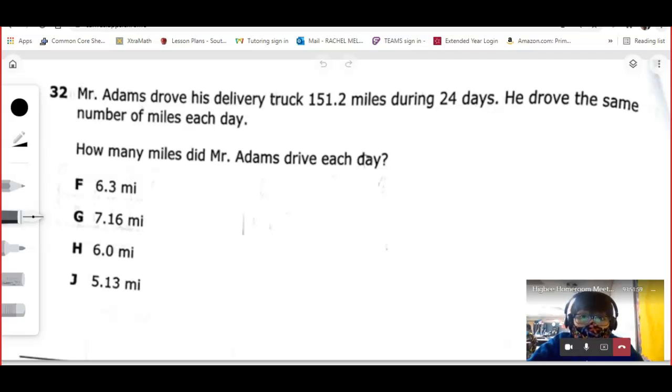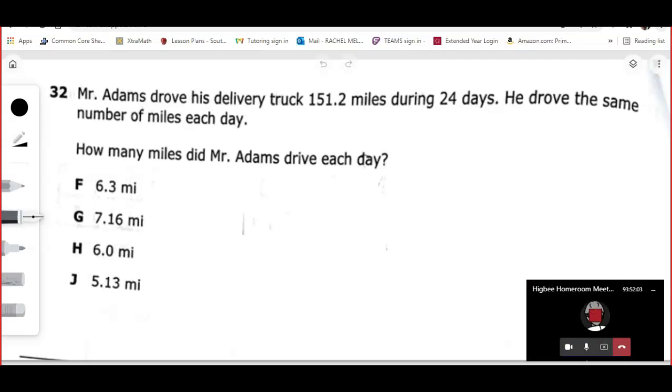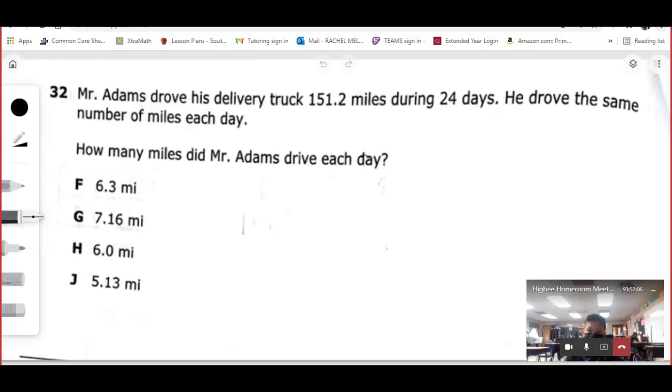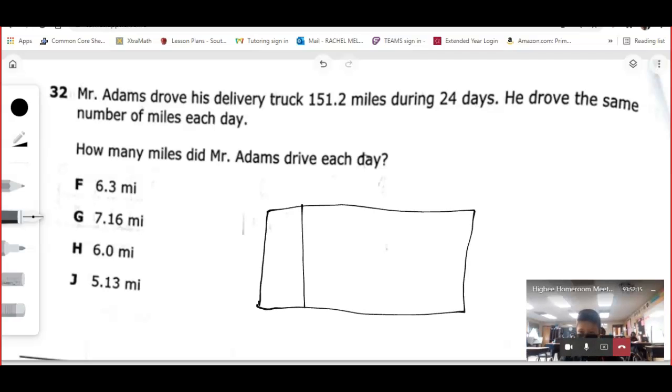Brandon, what do you think? Divide. Okay, what's my total? 151.2. Okay, so remember that goes in the box, right, guys? So draw your box. Okay, so that is our total.